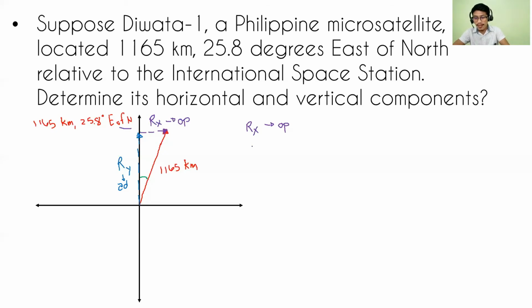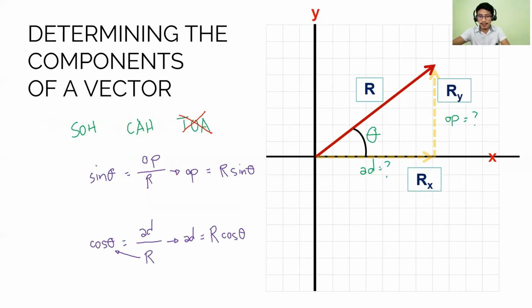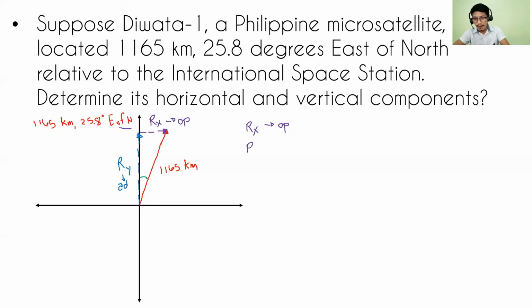So that means, remember yung formula natin for opposite? Opposite is R times sine theta. So that means, Rx must be equal to R times sine theta. Opposite kasi siya. So that means we will substitute all the values. R is 1,165 kilometers times sine. What is our angle? Our theta. Our angle is 25.8 degrees.